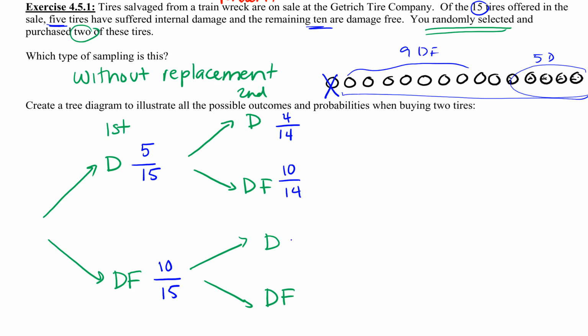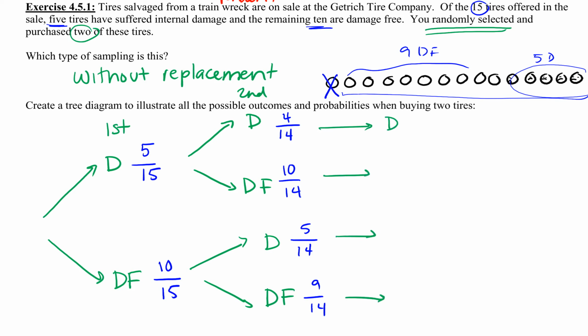So the probability the next one we grab is damaged, well, there's 5 out of the 14. And damage-free, well, that's 9 out of our 14. Again, summing up to 1. And then we could figure out the probability of each of these possible scenarios.